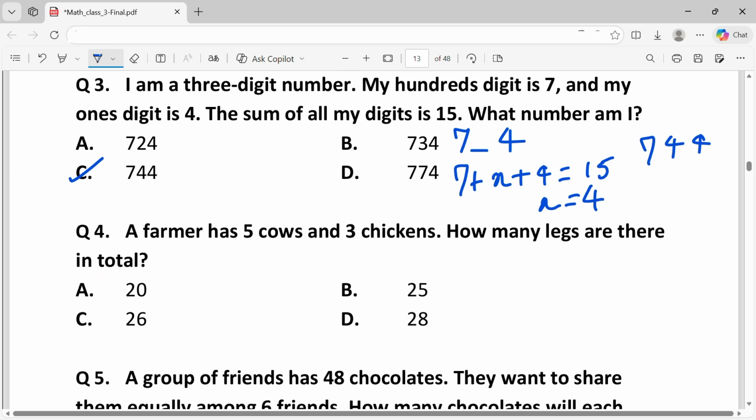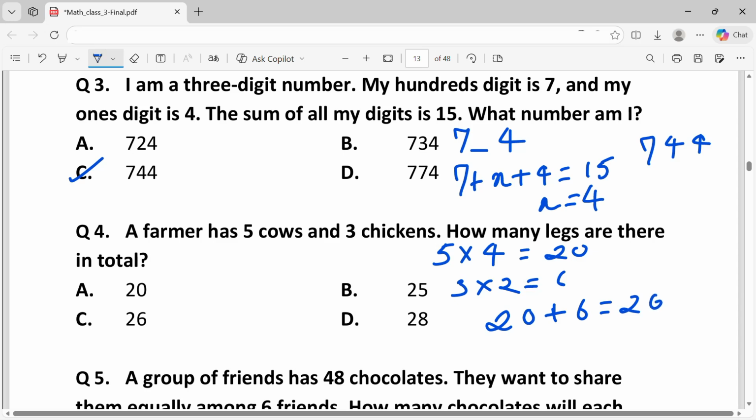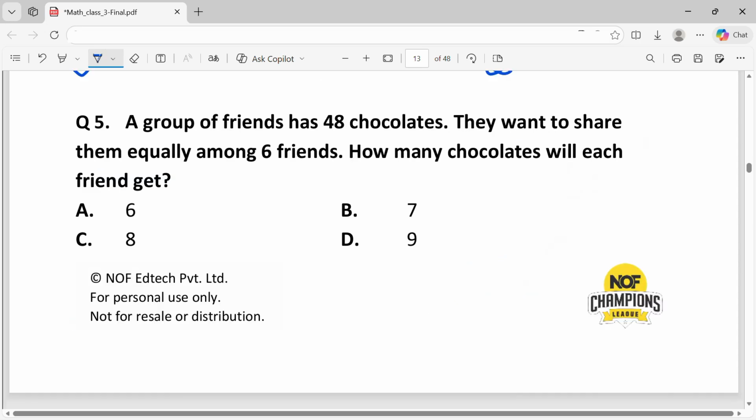Question 4. A farmer has 5 cows and 3 chickens. How many legs are there in total? A cow has 4 legs and a chicken has 2 legs. So the total number of cow legs will be 5 into 4, which is equal to 20, and the total number of chicken legs will be 3 into 2, which is equal to 6. And the total number of legs will be 20 plus 6, which is equal to 26. That is option C.